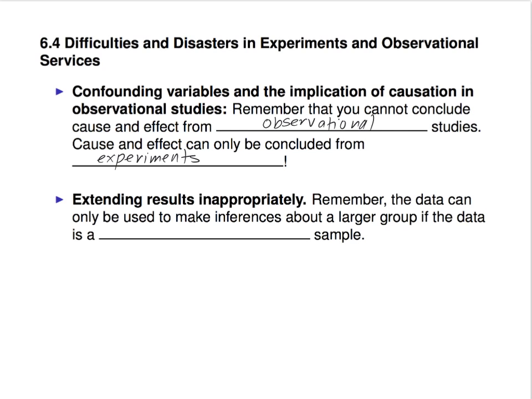So the data can only be used to make inferences about a larger group if the data is a representative sample. If I only ask college students about something, I cannot generalize to non-college students. And really, if I only ask college students at UAF, I can generalize to college students at UAF because you may be different than college students elsewhere, right? Okay.